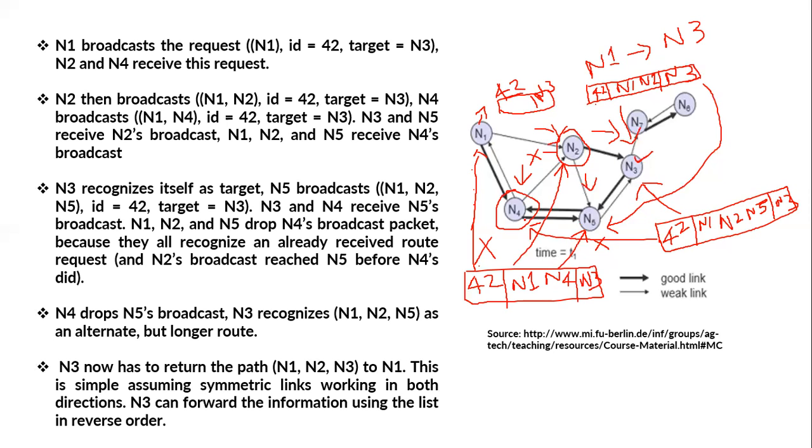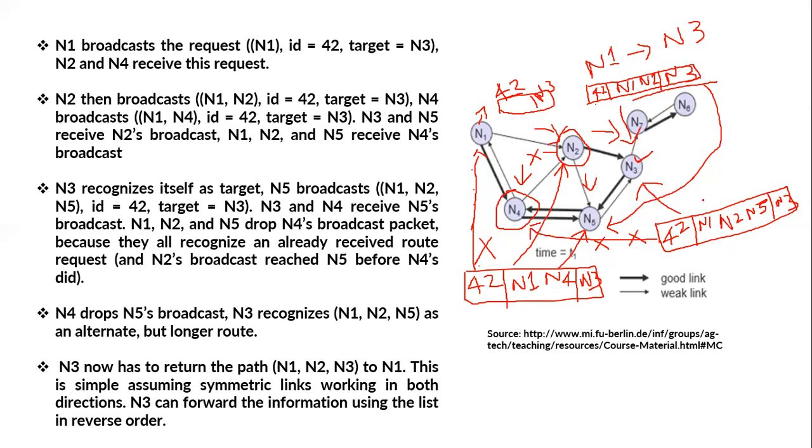Yes, it's a duplicate packet. Already it has received a packet with ID 42 from N1. So N4 will just drop this. N3 will check whether it's a duplicate packet. It's a duplicate packet, but still N3 is the destination. So N3 will accept this packet, but N3 has already received another packet.